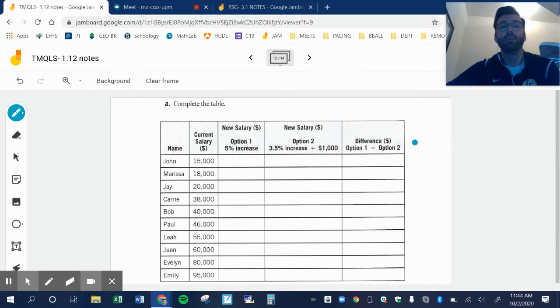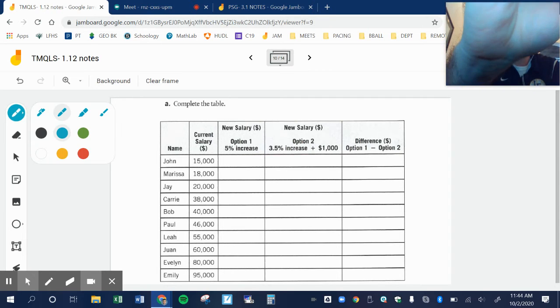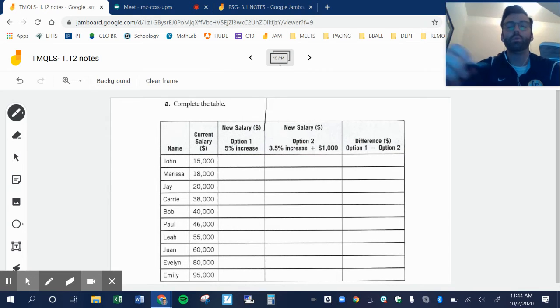All right, so I want to think about this. I'm going to write this in terms of an equation because that's how I think, because I'm a math guy, just so we have what we're going to be doing each time. Okay, so option 1 is a 5% increase, which means my multiplier is going to be greater than 1 since it's an increase. How much greater? 0.05, since it's 5%. Remember, 5% as a decimal is 0.05.